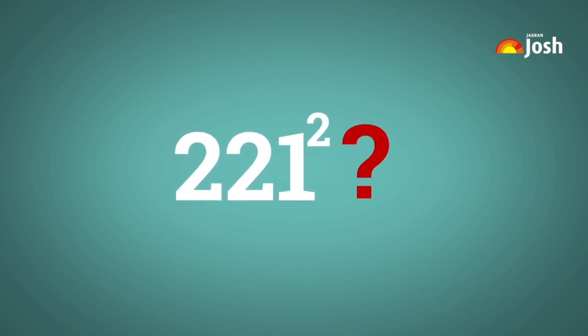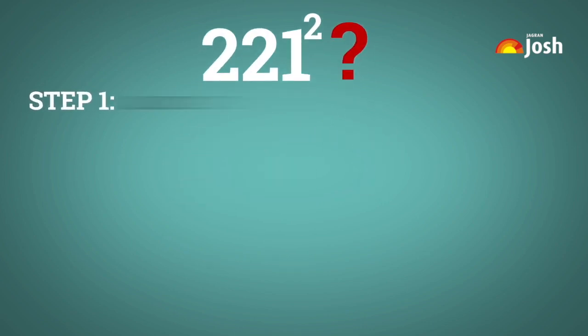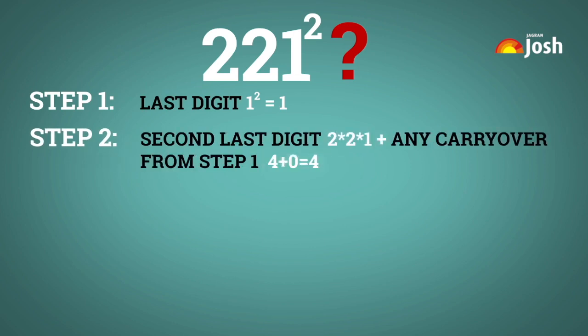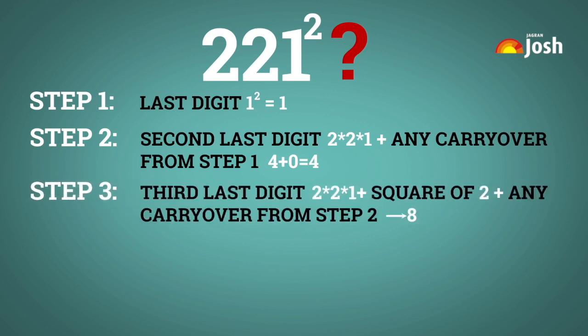Let's say if we have to find the square of 221. Step 1. Last digit. Square of last digit is equal to 1. Step 2. The second last digit is 2 into 2 into 1 plus any carryover from step 1, which is equal to 4 plus 0, and hence the answer is 4. The next step is the third last digit, which would be 2 into 2 into 1 plus square of 2 plus any carryover from step 2. The answer is 8 in step 3.